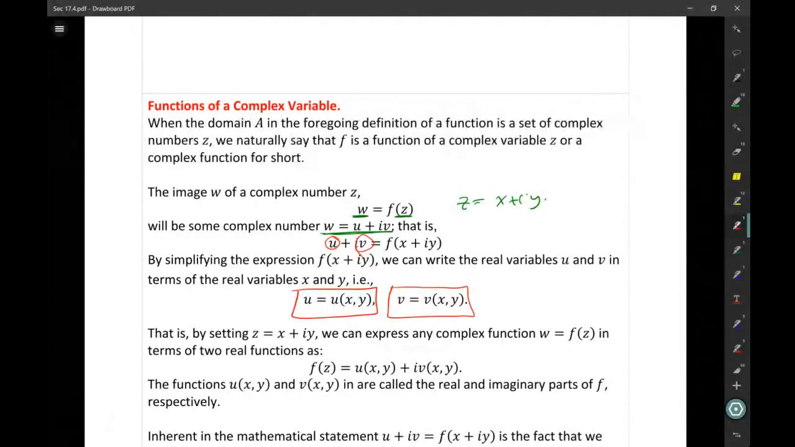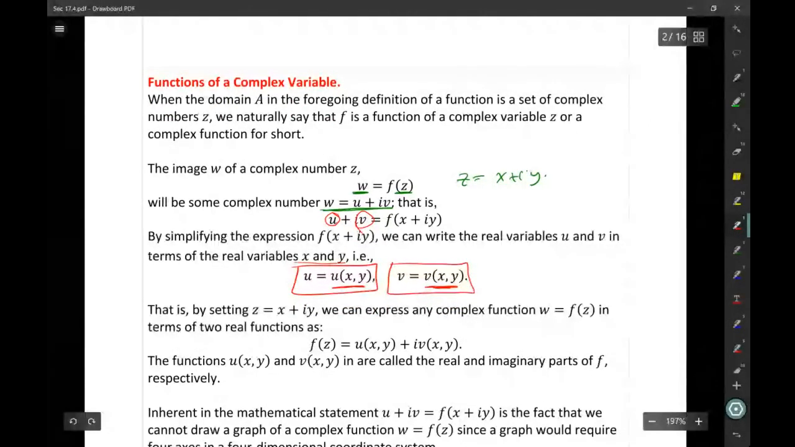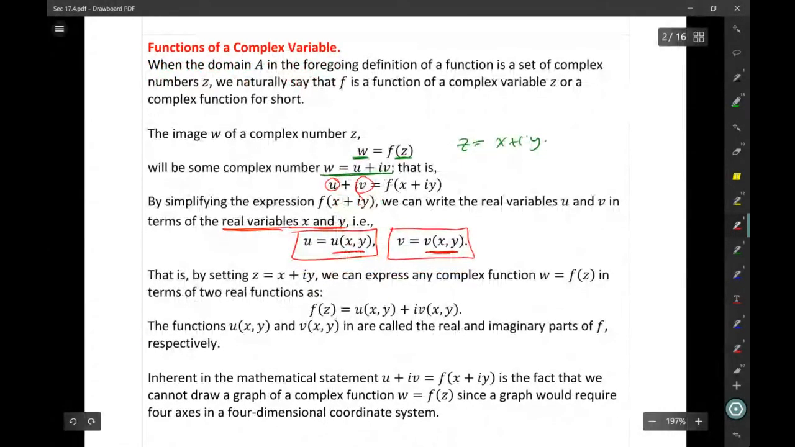But here u is a function of two variables. Also v is another function of two variables, x and y, but those variables x, y are real variables, real numbers. u will be a function of the real part, denoted by u of x, y, where x, y are real variables. Well, v is the imaginary part of my image. Also v is a function of the two real variables x and y.